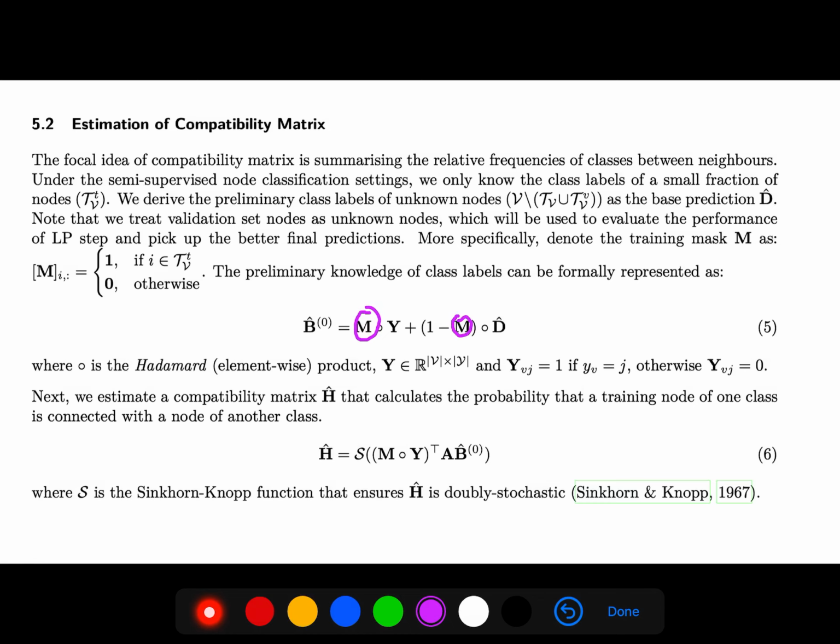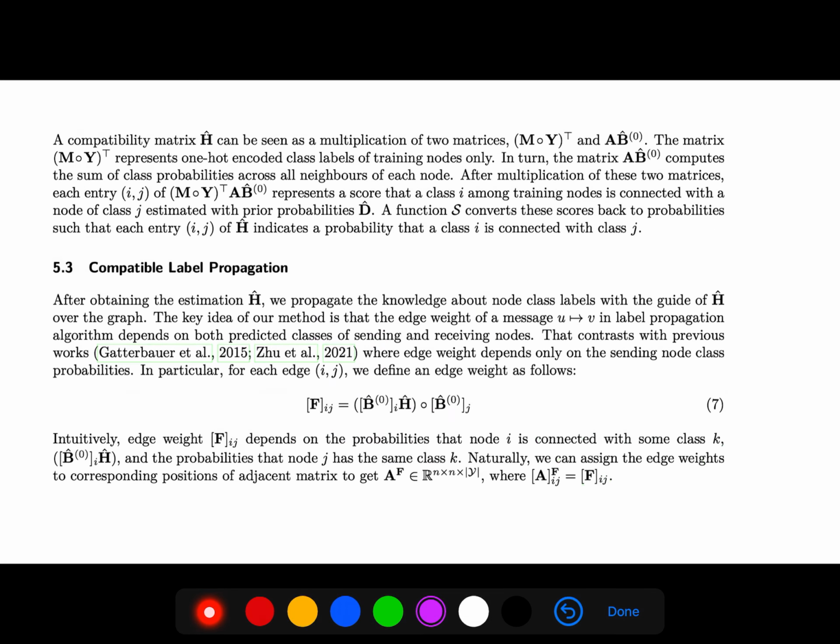So the preliminary knowledge of class labels can be represented like this. And this is the Hadamard product here, the element-wise product. Then we estimate this compatibility matrix using this B hat. It calculates the probability that a training node of one class is connected with a node of another class. S is the Sinkhorn-Knopp function and ensures H hat is doubly stochastic.